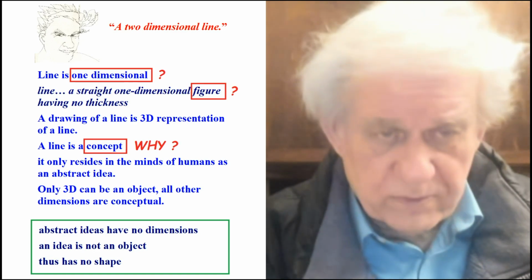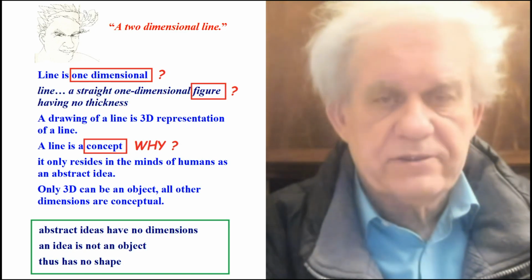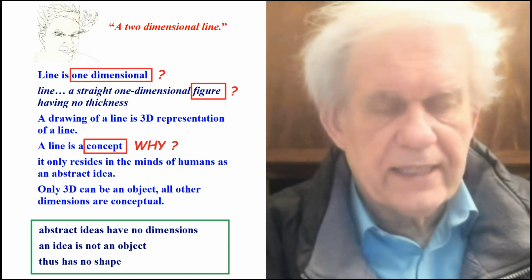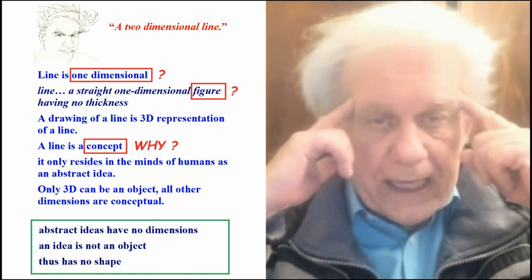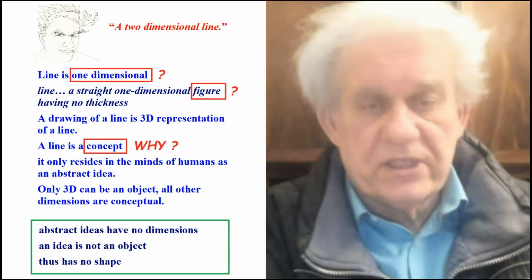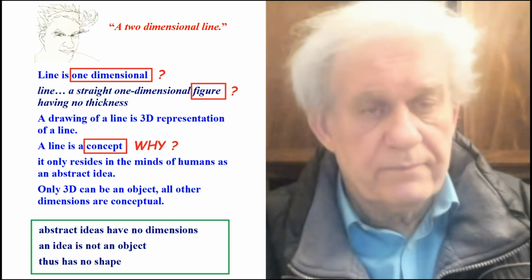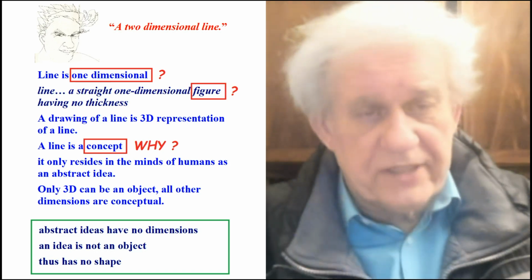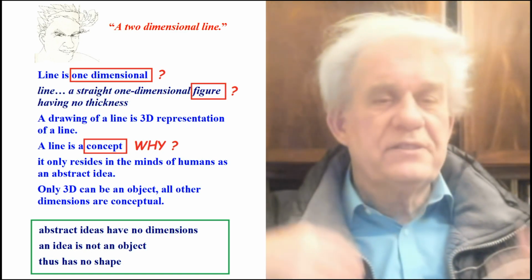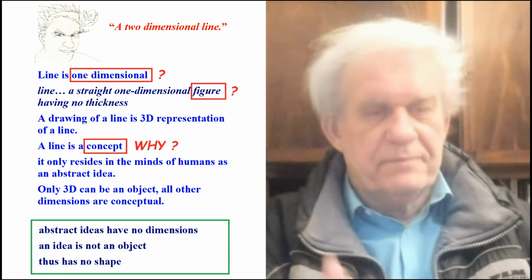You know, and this is what he comes up with. He says because it only resides in the minds of humans as an abstract idea. So he thinks that a line is a concept because it's only in the mind, not out there. Again, he's using subjectivity where I'm referring to the objective figure that he's got in front of us. The objective figure is a stick. That's what we have in front of us. And what he's talking about is what he's got in his mind, what he's interpreting. Not objective but subjective again.